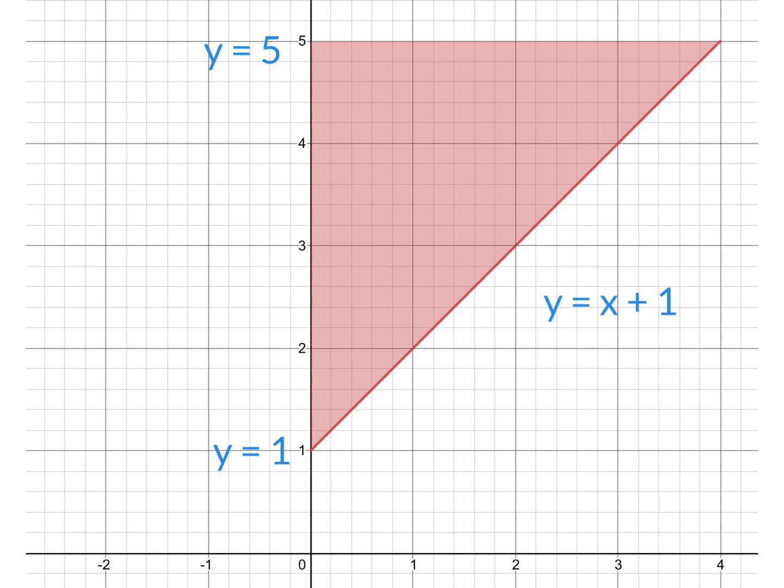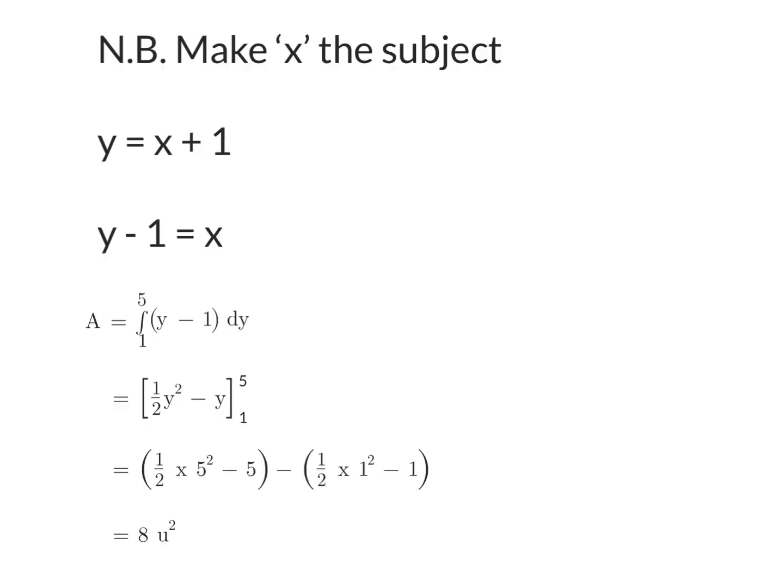We have y equals x plus 1 as our line, and we're going to need to make x the subject. So in making x the subject, I subtract 1 from both sides and I get y minus 1 equals x. So it is y minus 1 that I'm going to integrate between y equals 1 and y equals 5. They were my y values on the y-axis that created the area.